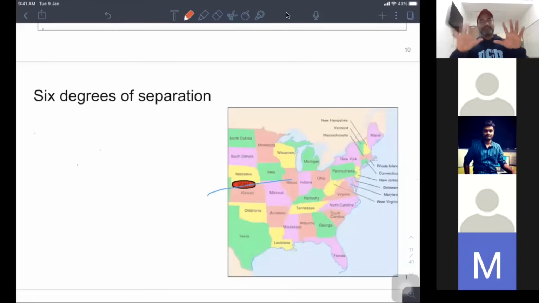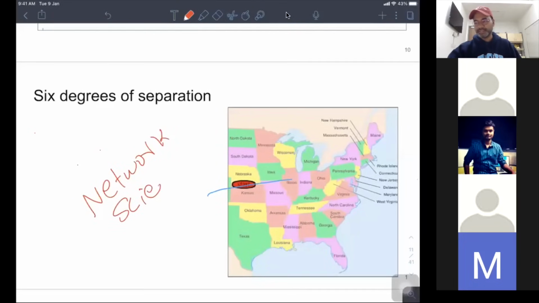Basics of social networks. If you take a basic network science class, this is one of the things they will teach you to show that, look, any network, this has nothing to do with Facebook.